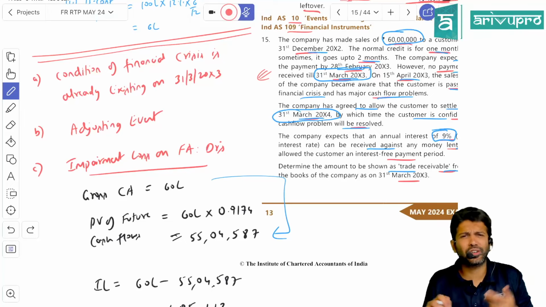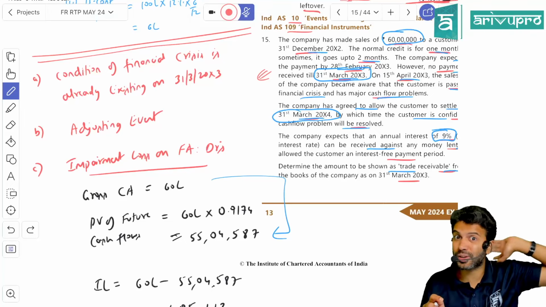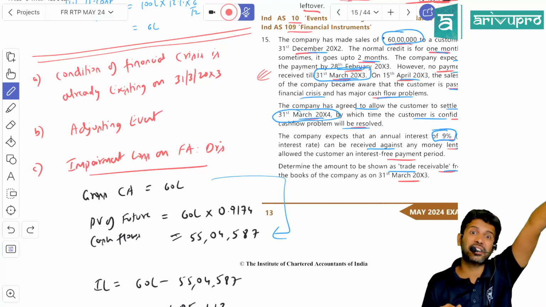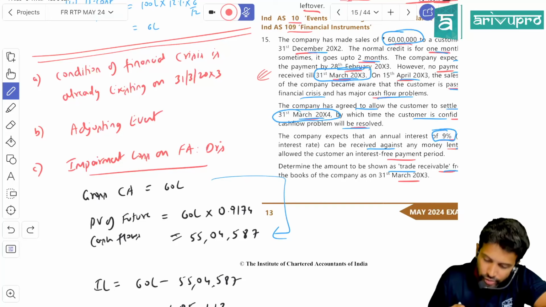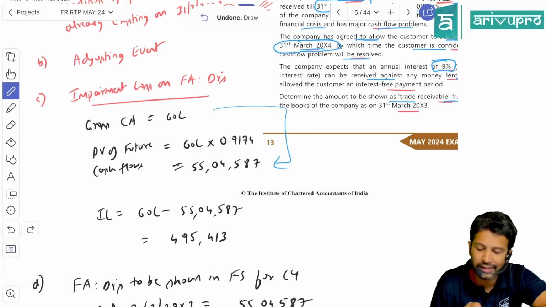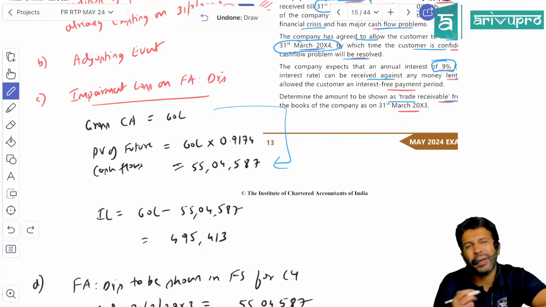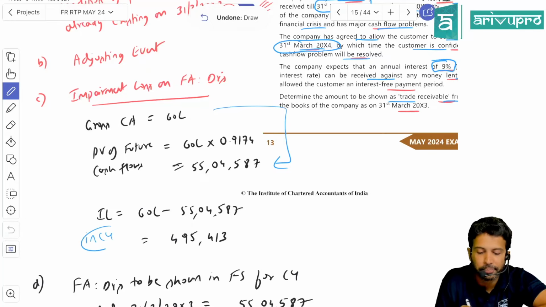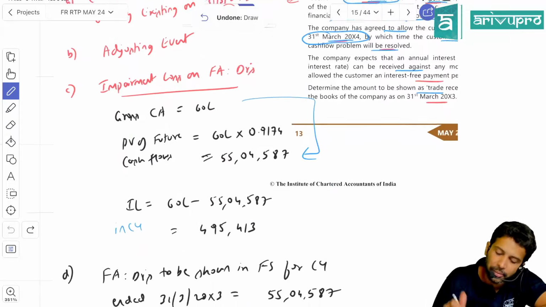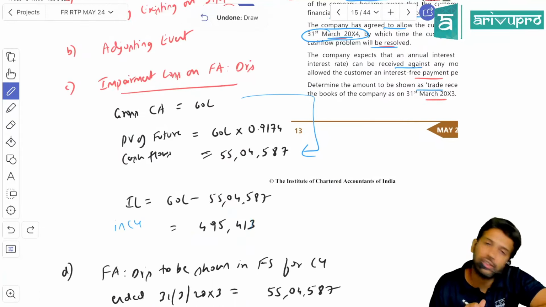We don't know. So on these debtors, you have to book an impairment loss as per Ind AS 109, not as per Ind AS 36. This is a financial asset. Impairment of financial assets is as per Ind AS 109 only. So from 60 lakh, if you reduce it to 55.04, the balancing figure, 4,95,413, is the impairment loss that you have to book in the current year. Why the current year, sir? Because it is an adjusting event. So in the current year we have to book an impairment loss of 4,95,413.